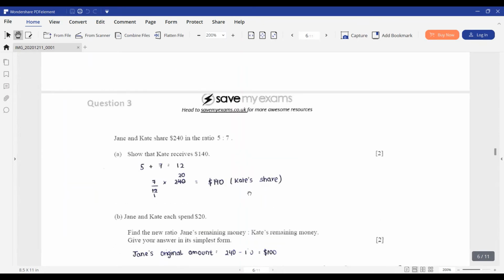Jane and Kate share $240 in the ratio 5 to 7. This is the third question for your information. Show that Kate receives $140.